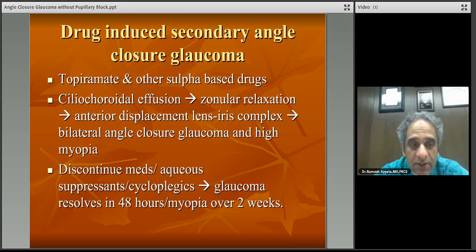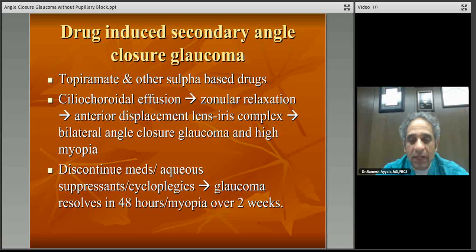Treatment, obviously, is to discontinue the inciting medications and to use aqueous suppressants and cycloplegic agents, both to control the intraocular pressure acutely and deepen the anterior chamber. Usually, glaucoma resolves in 48 hours and myopia over a period of 2 weeks.